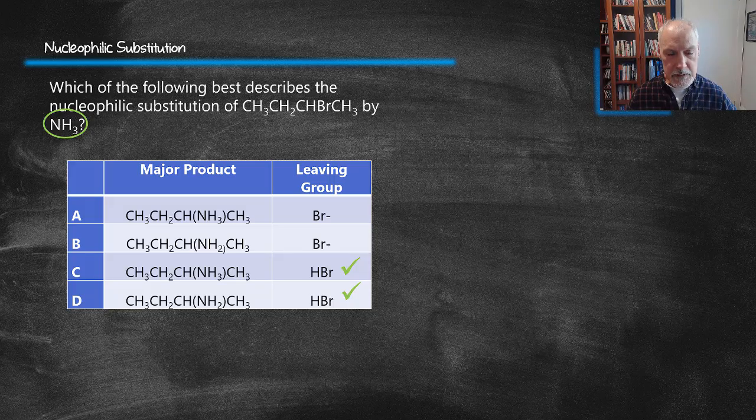To differentiate between these two, let's do a quick count of hydrogens. So in my reactants, the molecule of bromobutane has 9, and there's 3 in the ammonia for 12 hydrogens. I then count the hydrogens in C and in D. And I can see that C has too many hydrogens in it, so my resulting answer must be D.